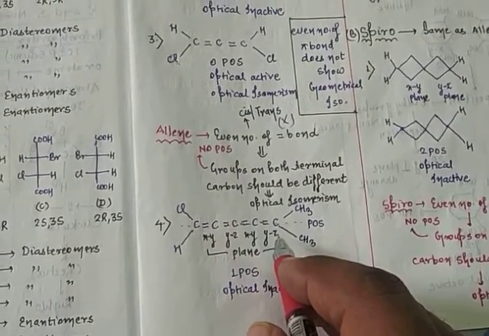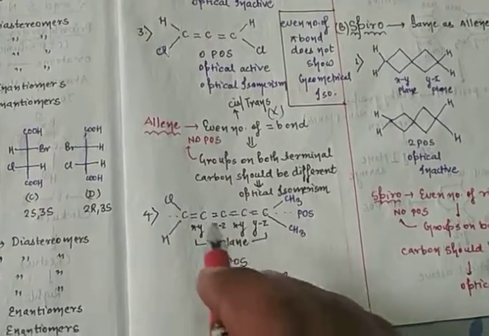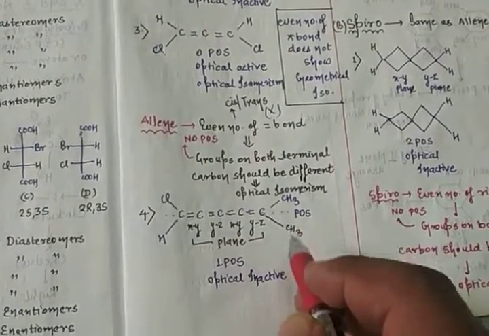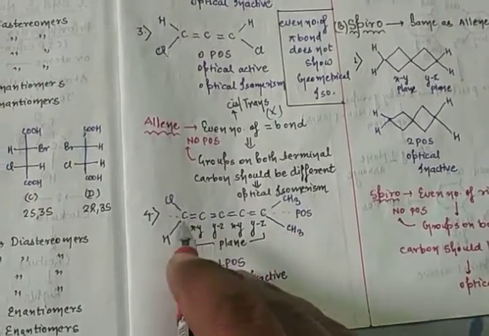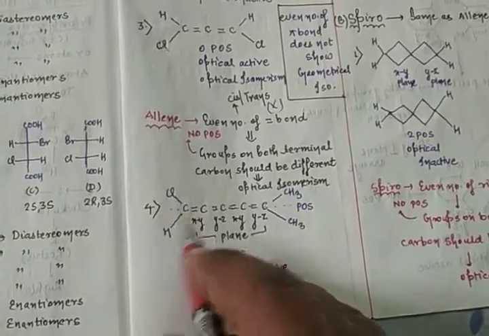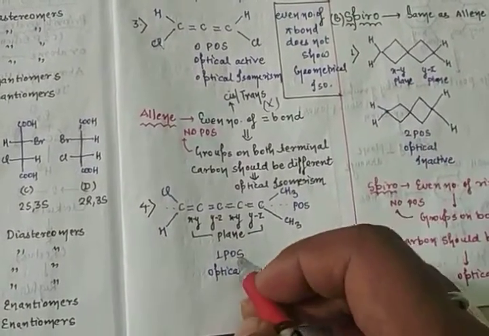and YZ, XY and the last one is YZ. So it means the groups are different. Again there is a CH3 group. Look, so you cut from that side, so there is a different group. You cut from that side, so again CH3 is similar. So this is one plane of symmetry. This is optically inactive. Clear?